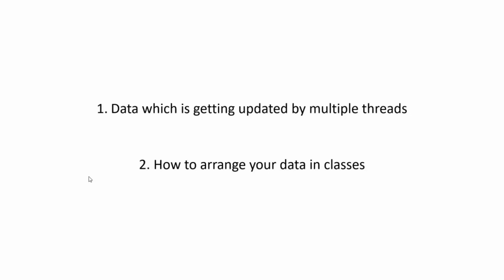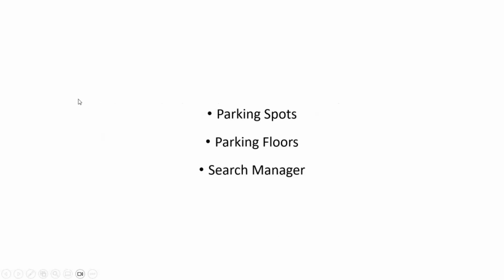So let's take the example of our parking lot class and see where our data is getting changed. The first place will be parking spots. Whenever we park, we are assigning a vehicle, that is its vehicle number and ticket ID, to a parking spot. And whenever we are unparking or removing a vehicle, we are removing those details from a parking spot. So this is the first data structure or class that will be hit by multiple threads.